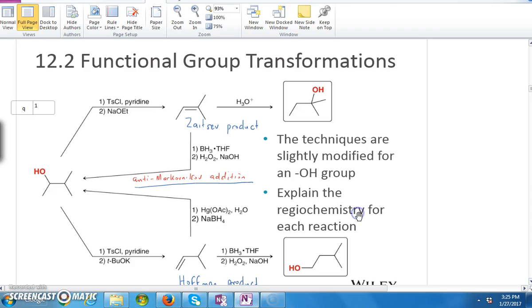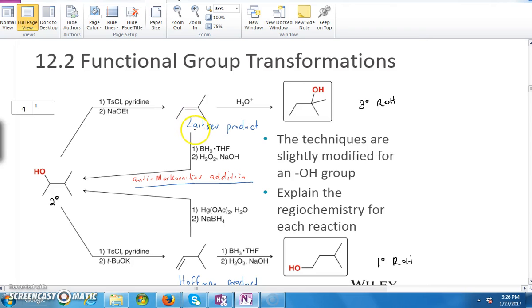Now that's the case of a halogen. What if you're dealing with an alcohol? Here we have a second degree alcohol, and we have here a third degree alcohol, and we have here a first degree alcohol. How do you go from a second degree alcohol to a third degree alcohol? Okay, again, you have to do an elimination.